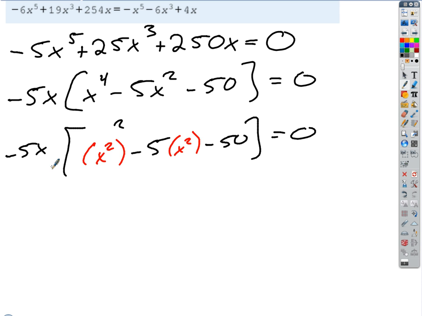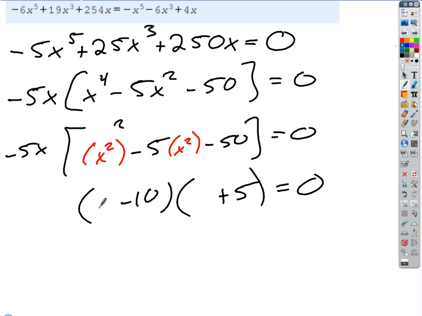Right? We can break up the stuff in here into 2 factors with the magic numbers negative 10 and positive 5. What goes here and here? x squared. x squared. Oops. It's not red.